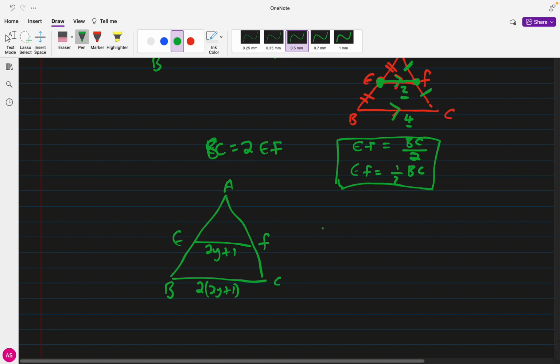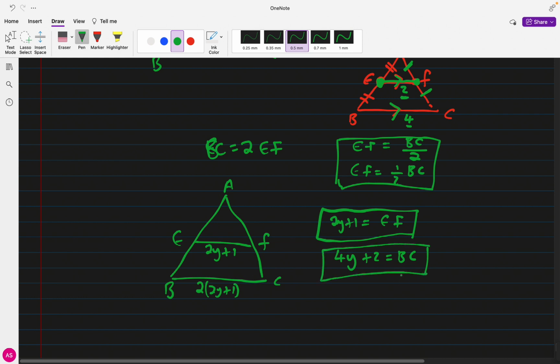Okay, right. So now we'll have what? We'll have 2y plus 1, which is the length of EF. And then 4y plus 2 will give us the length of what? The length of BC. Okay, right. So now this is the length of EF in terms of y. This is the length of BC in terms of y.